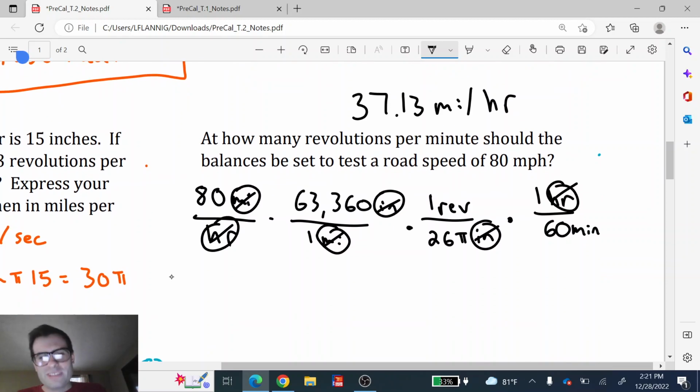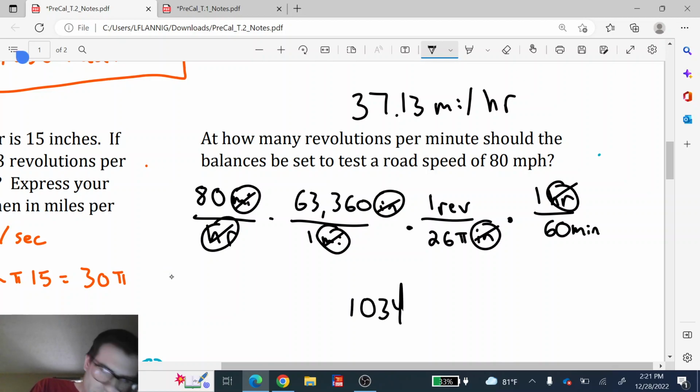80 times 63,360 times 1 over 1 times 26 pi times 60. And that's going to give you 1,034 revolutions per minute.